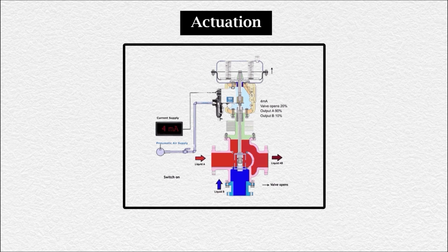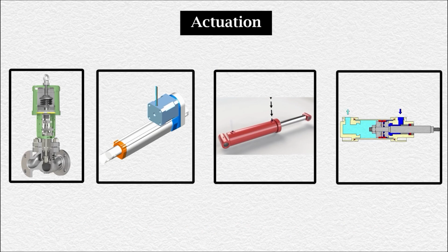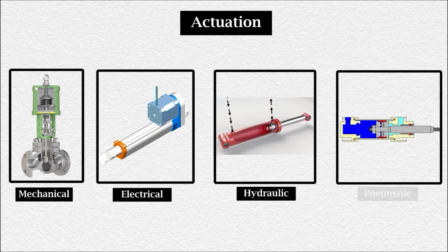Fourth one is actuation. The control system generates control signals or commands based on the processed sensor data. These signals are then sent to the actuator, instructing it to perform a specific action or movement. The actuator receives the control signal and converts it into mechanical, electrical, hydraulic or pneumatic forces to execute the desired action.